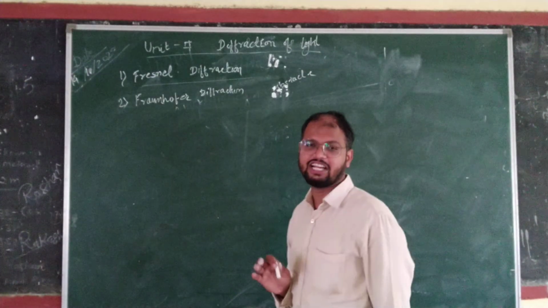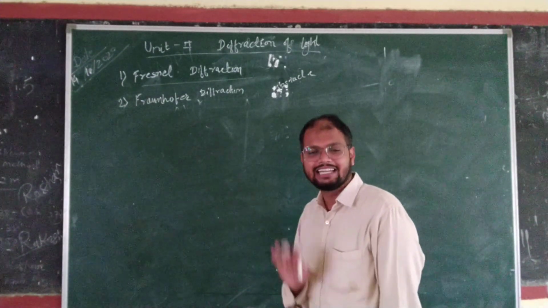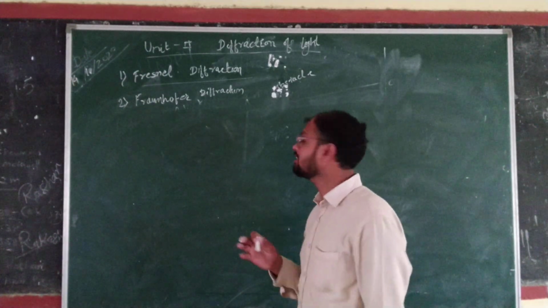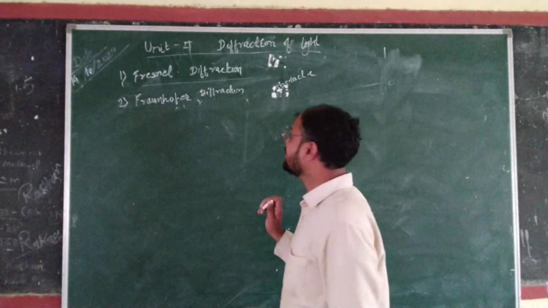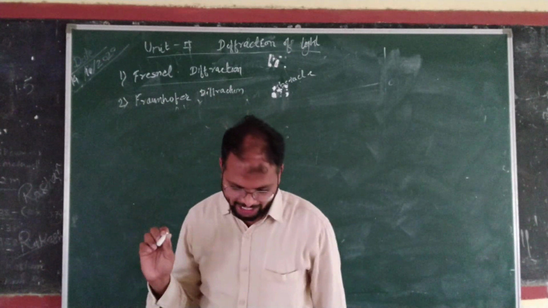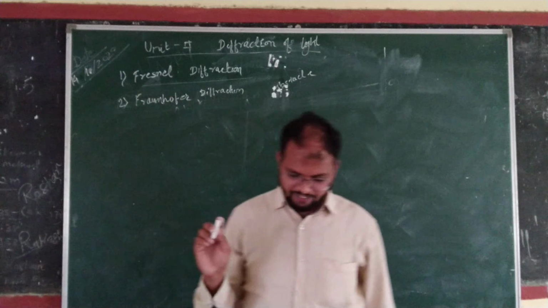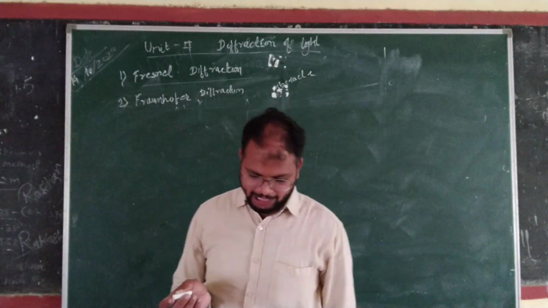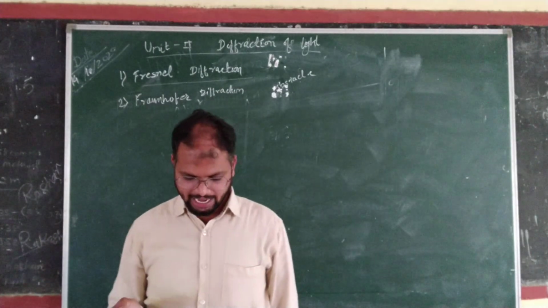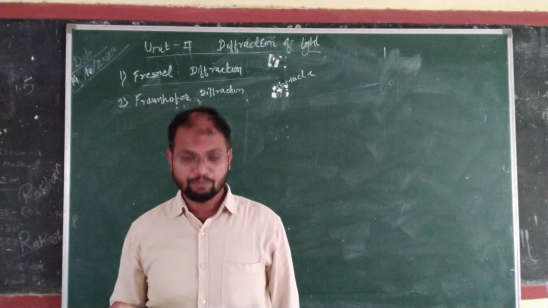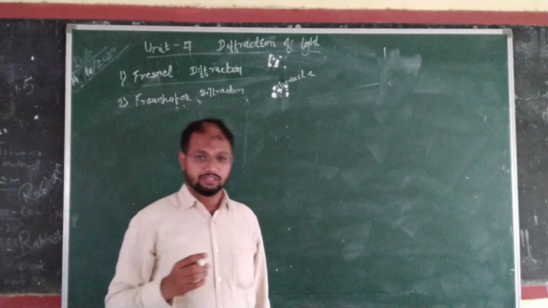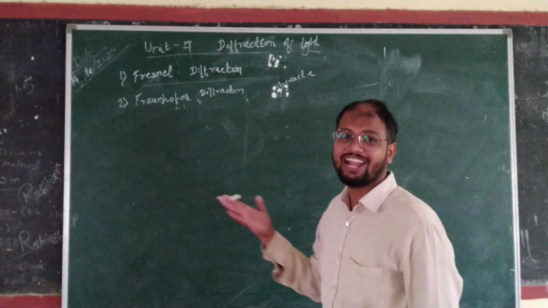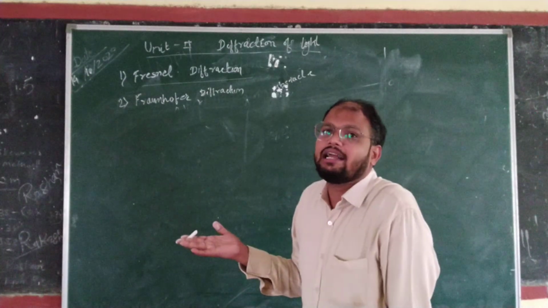In Fresnel diffraction, either the source or the screen or both are at finite distance from the obstacle. The diffraction effect at any point on the screen is due to the exposed incident wavefront and not due to the wavefront blocked. This type of diffraction occurs due to the exposure of light, not the blocked light.